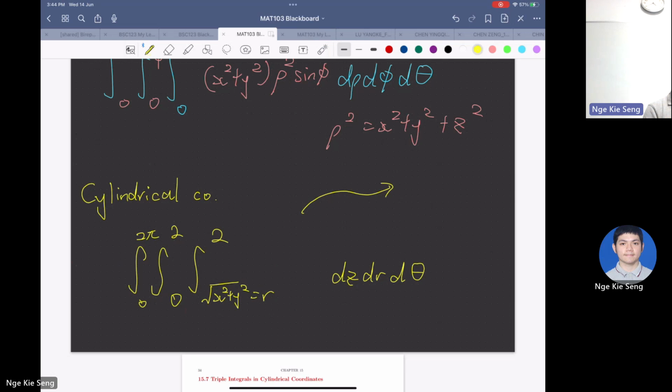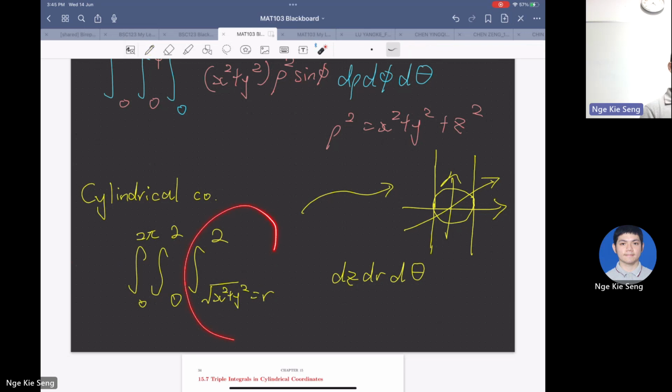Let's study it the other way. Theta goes from 0 to 2 pi, and you get a circle. Then the radius goes from 0 to 2, and actually you get the whole cylinder here. But the key part is the last part, from r to 2. This represents the height. So this height is only positive, which means we remove the negative part. Make sense? r to 2 here.